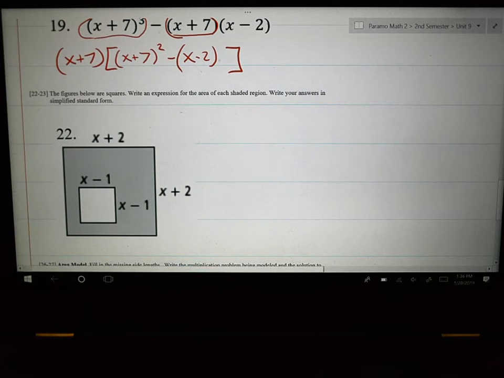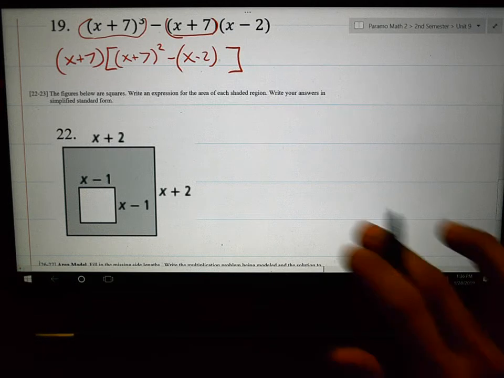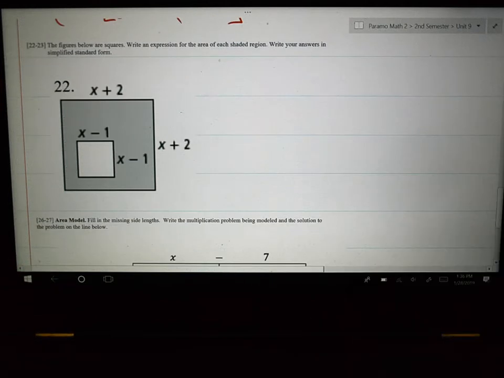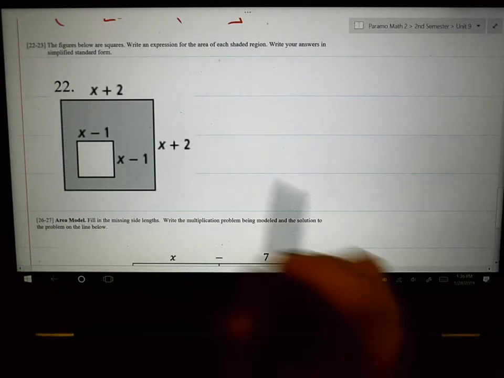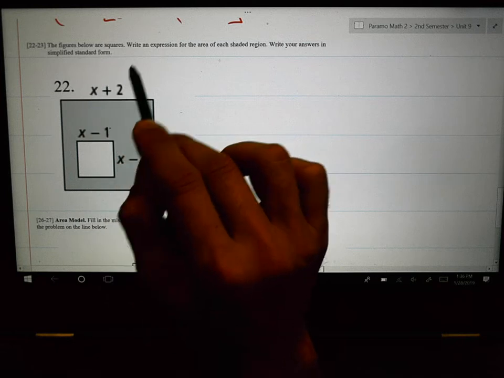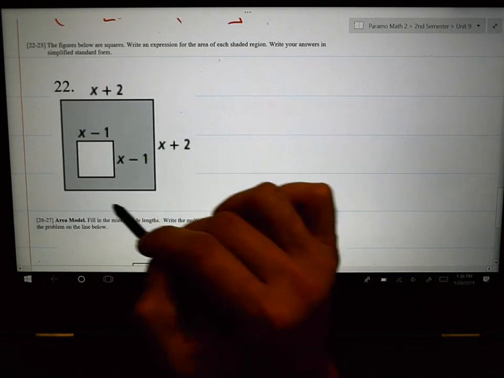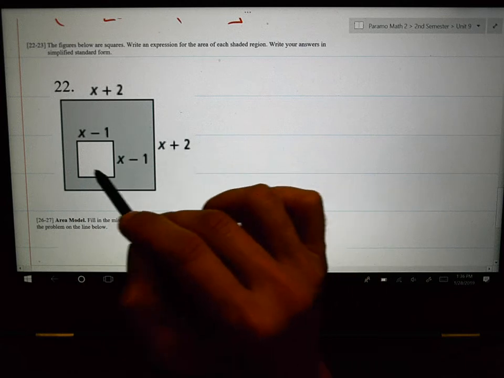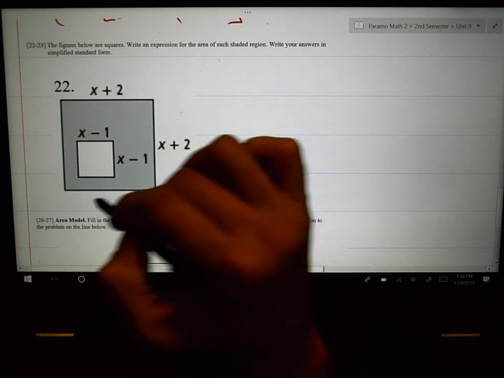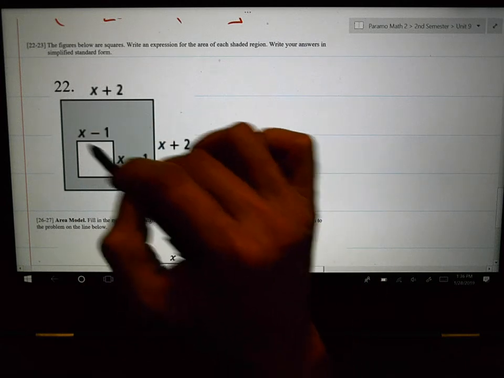So then that's the majority of your worksheet. Then what they do is they're going to throw in a couple other things at the end of this worksheet to make sure that you remember how to do things from worksheet 1 and worksheet 2. They say these are squares. Write an expression for the area of each shaded region. So we only want this gray area, and we know the outside distance. We know the outside of these 2 distances.